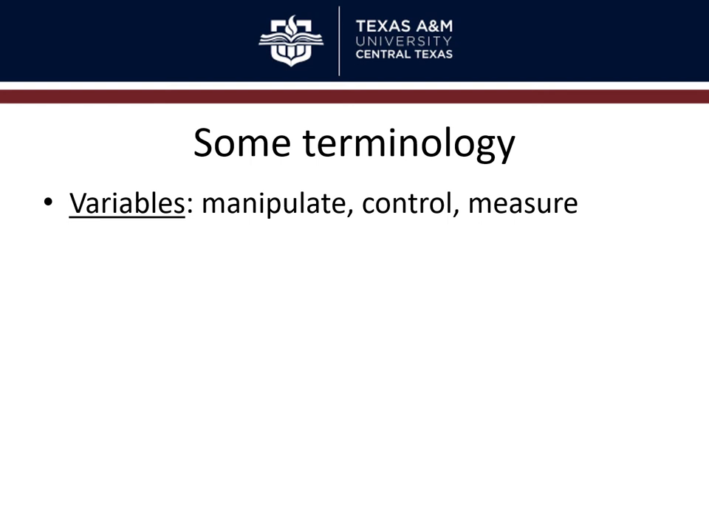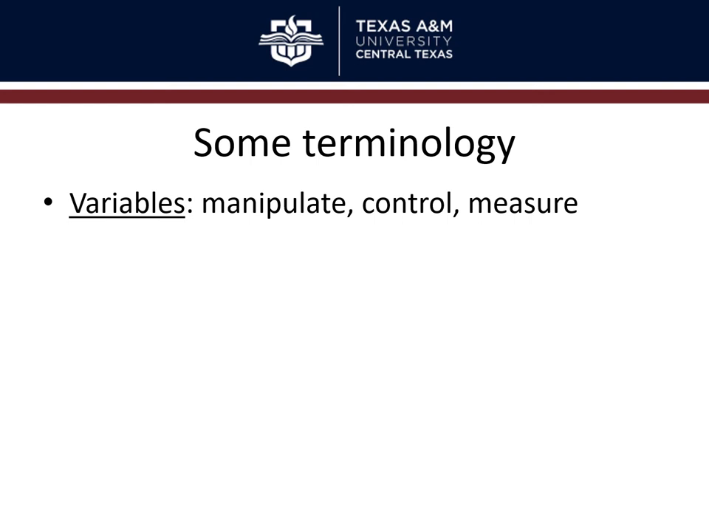And some variables we manipulate, right? Where we're going to have two different groups and we're going to treat them differently. We're going to put one in a hot room, one in a cold room. So the variable that we've manipulated is temperature, right? We don't say the variable is hot room or cold room. No, those are two different levels of that variable. The variable is temperature of the room, right?